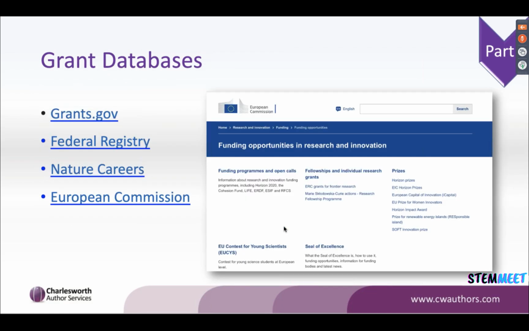One other way to find funders is to use databases to look for funding opportunities. So grants.gov is one that lists funding opportunities in the United States. And many of those funders that are listed in grants.gov do fund international projects. The Federal Registry is another one I put up here as the screenshot, and the European Commission posts funding opportunities in research and innovation. So you can look to those.